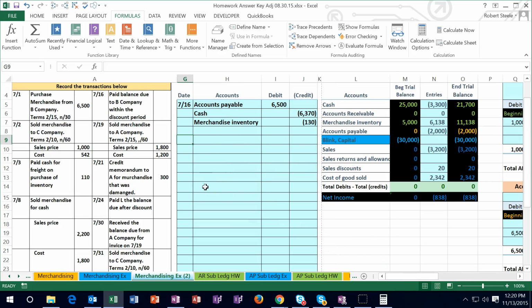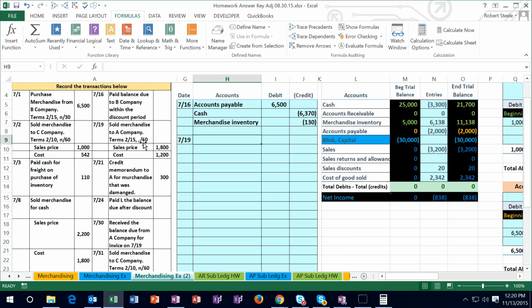On 7/19 says we sold merchandise to a company, terms 2/15. I'm assuming that's N60. So that means we're going to give them a 2% discount if they pay within 15 days. Otherwise, we give them that gracious 60-day time period on which to pay us. And so therefore, we don't need to know that once again to post this. We need to know that when we pay it off, because we're going to assume they're not going to pay within the 15 days and post it at the full price in this time.